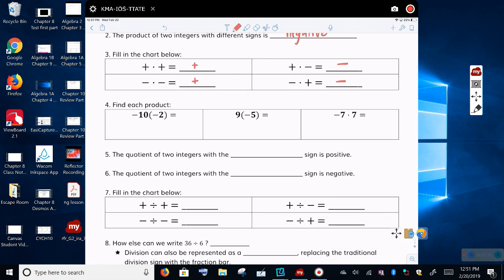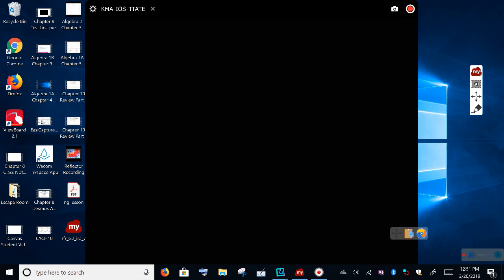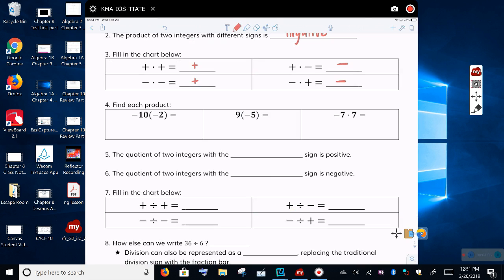So different signs, negative. Here, do I have different signs or same signs? Different. So my answer is going to be a negative. Okay, so now we have some practice here. Remember, my parentheses here is just another way to indicate multiplication. Okay, so I have two of the same signs here. So is my answer going to be positive or negative? Positive. It's going to be a positive 20. Good. For my next one, I have a positive and a negative. So my answer is going to be positive or negative? Negative 45. And what do we have for our last one here? Negative 49. They're different signs, so the answer is negative.